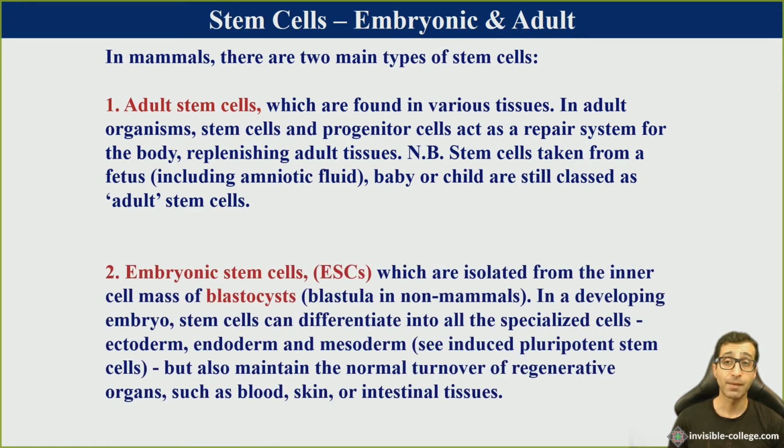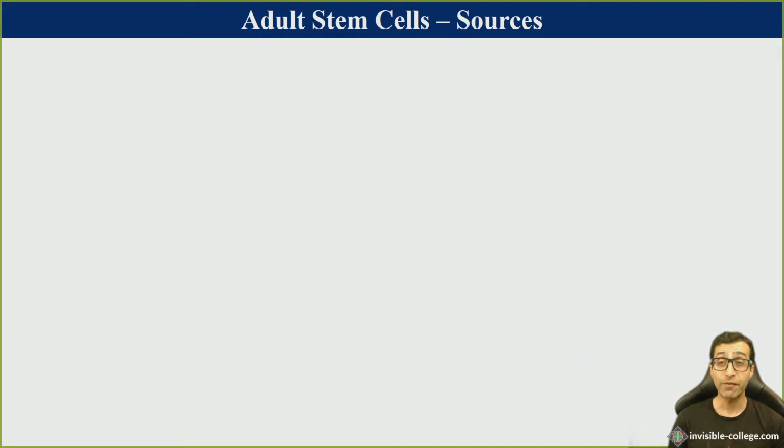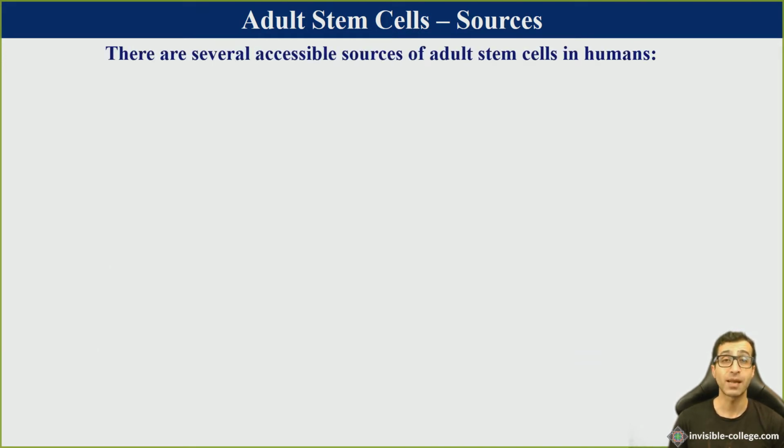Now, embryonic stem cells, or ESCs, are isolated from the inner cell mass of the blastocysts, or the blastula in non-mammals. So, in a developing embryo, the stem cells can differentiate into all of the specialized cells, the ectoderm, the endoderm, and the mesoderm, but they can also maintain the normal turnover of the regenerative organs such as blood, skin, or the intestinal tissues. So there are several accessible sources of adult stem cells in humans.